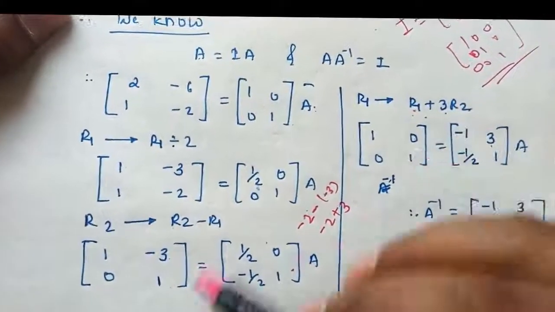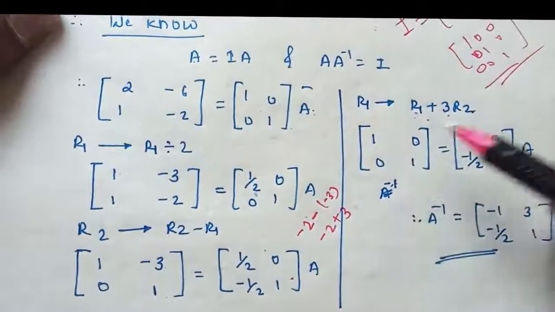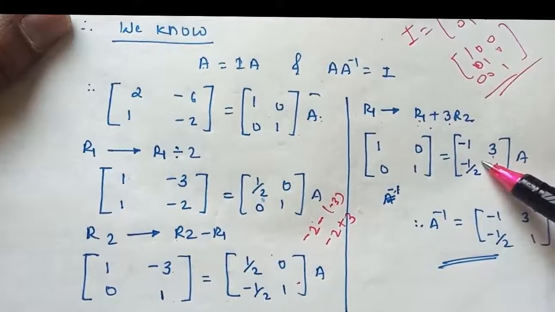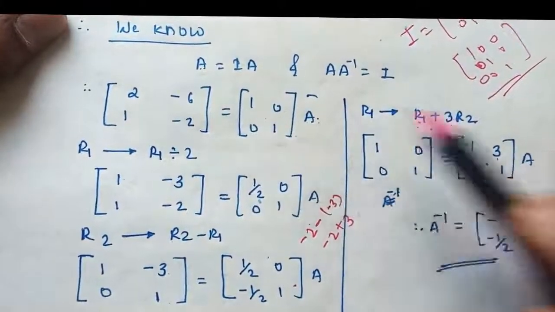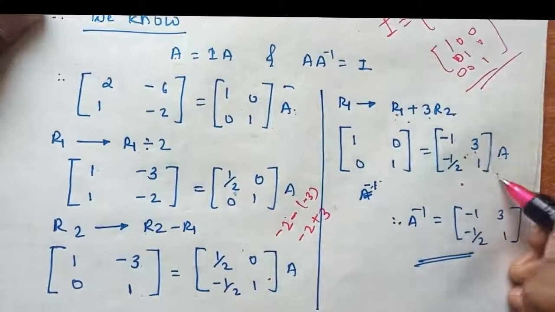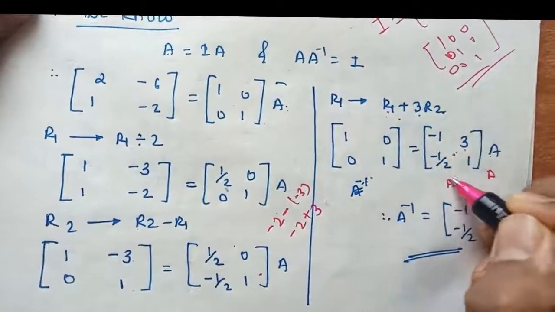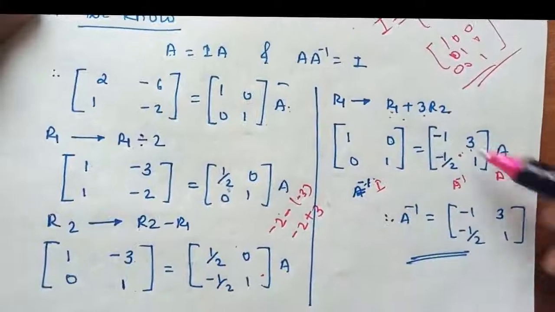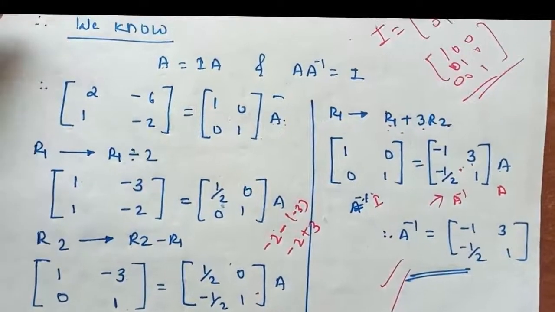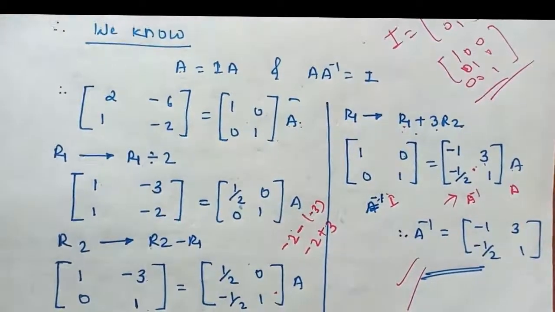Ultimately I got the matrix 1 0 0 1. So this is the identity matrix, this is the matrix I got. I have converted the identity matrix into this one, into A. So we know that A into A inverse is equal to I. So this will become A, this will be A inverse, and this will be I. I want A inverse, so this matrix will be the A inverse. In this way we can find the inverse of the matrix.